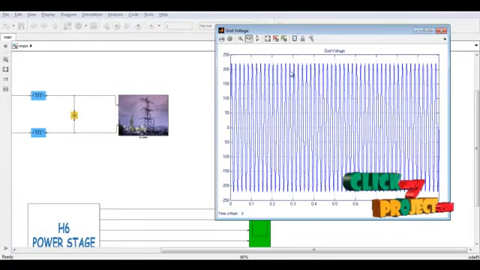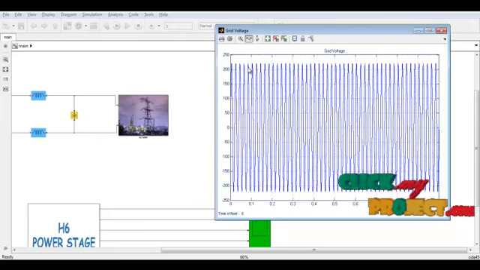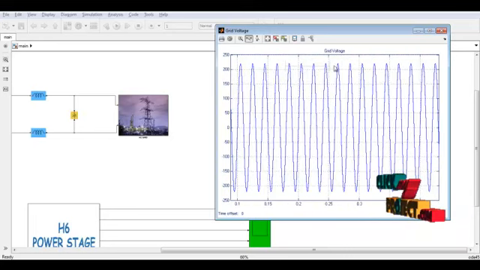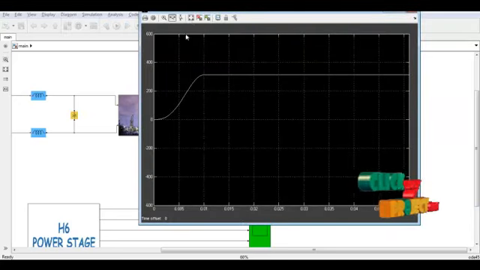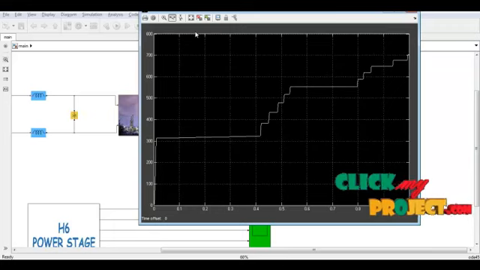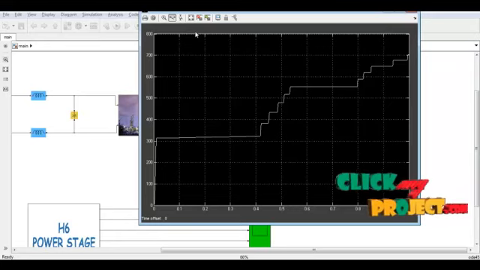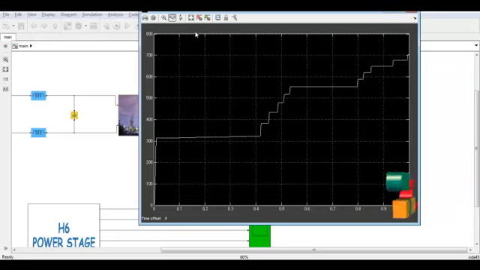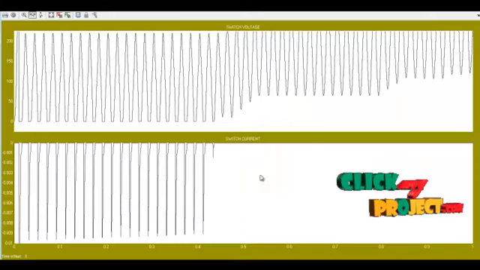This is the grid voltage, where we are getting nearly 240 volts. And this is our VDC. During the step-up process, VDC gradually increases automatically. We are getting a maximum of nearly 700 VDC on the DC link. And now we can discuss our other results.